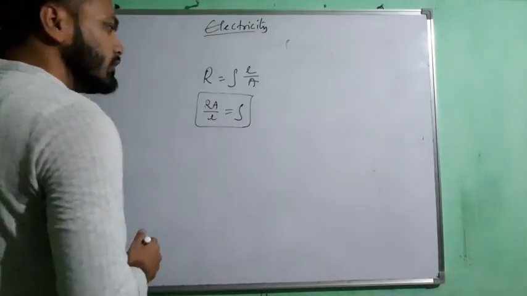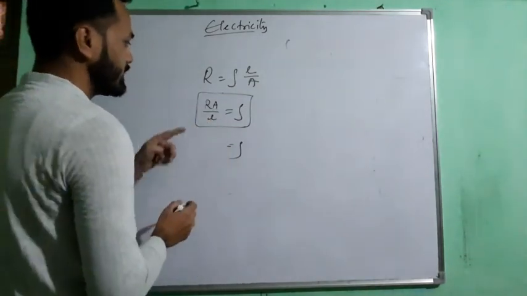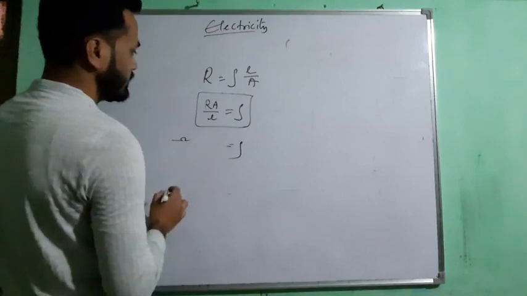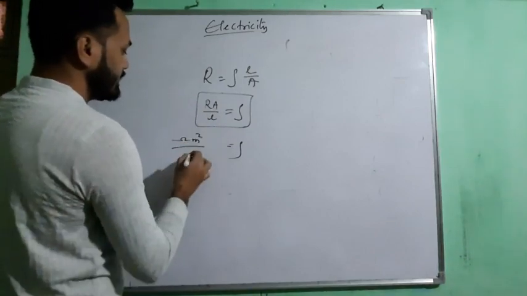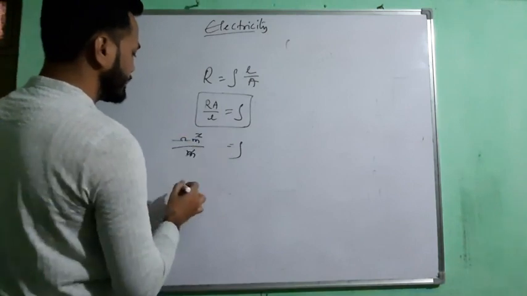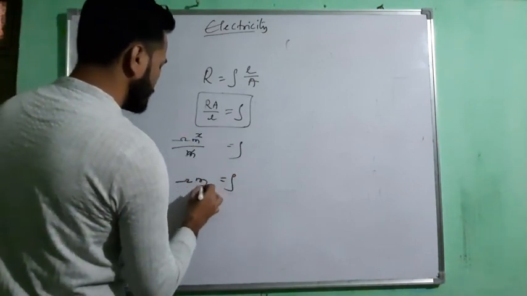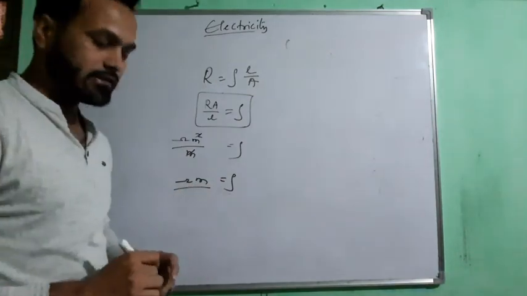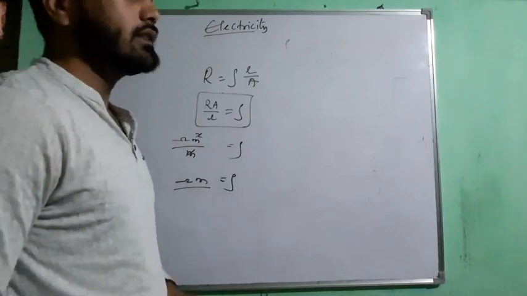Now we will derive the unit from it. The unit of resistance is ohm, area is square meter, and length is meter, so one meter gets cancelled. So what we get is rho equals ohm meter. It means ohm meter is the unit of resistivity.